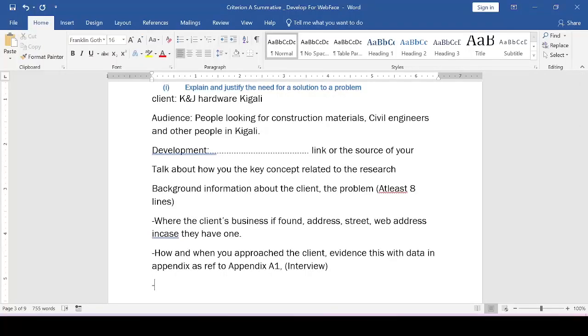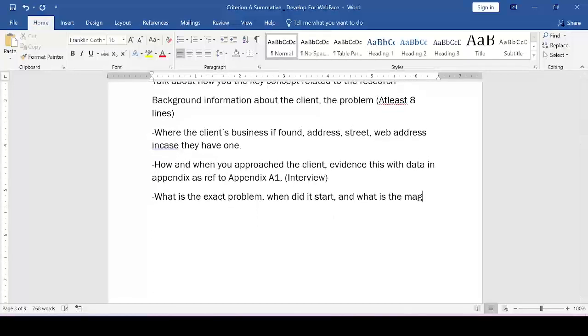Another thing to include under the background information about the client and the problem, here you need to talk about what is the exact problem. When did it start? And what is the magnitude of the problem? Okay. What's the state now? In other words, what is the state now?